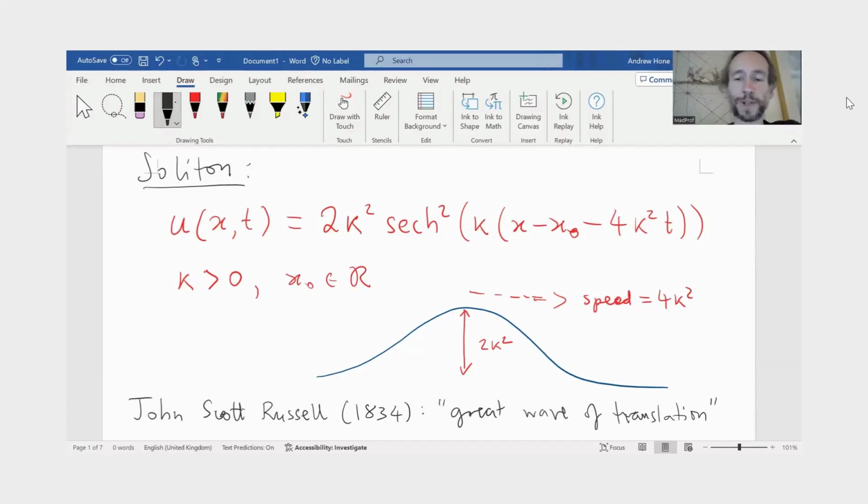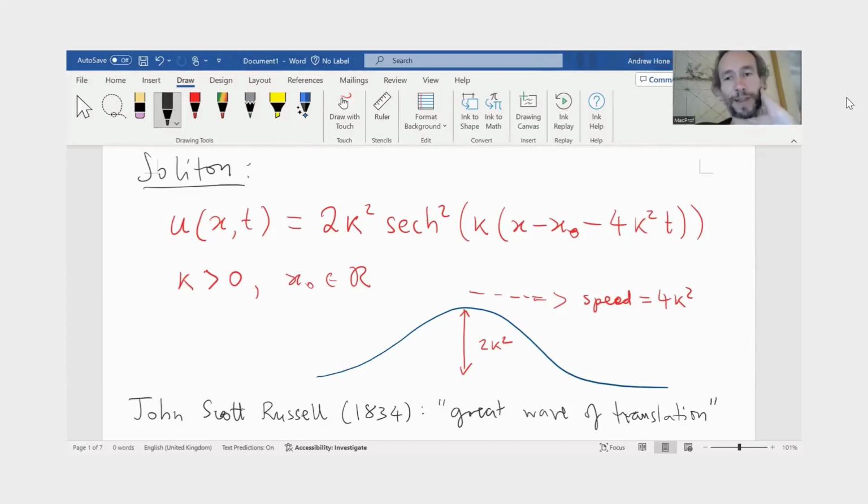It pushed out a hump of water, and then he noticed this hump of water traveling along the canal with a constant speed, and he followed it on horseback for several miles, and he was quite surprised by it because in those days there was no kind of theory which would describe a wave like that. It wasn't described by linear theory. It really needed nonlinear theory, which didn't exist at the time.